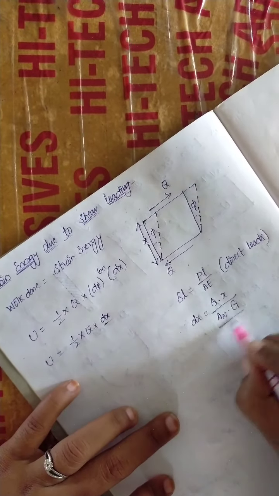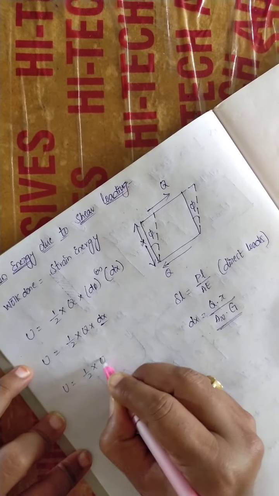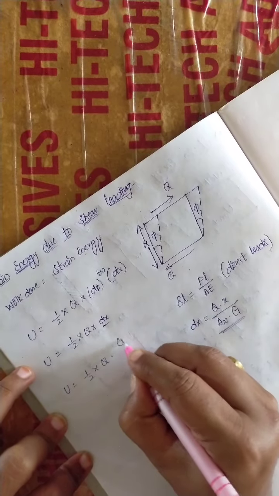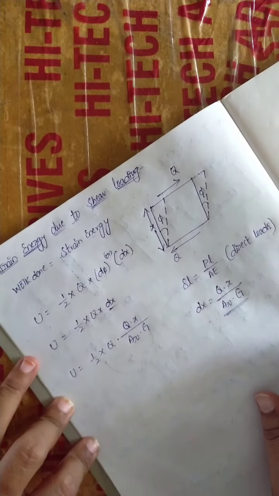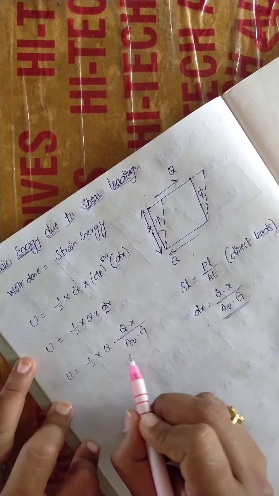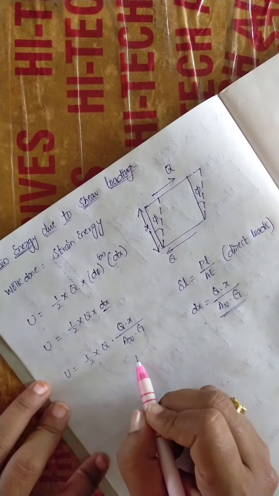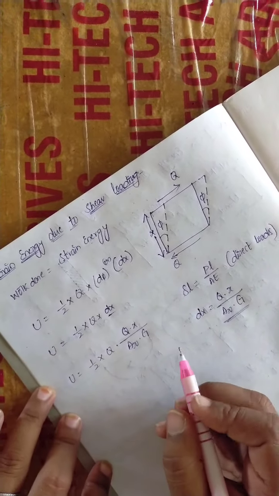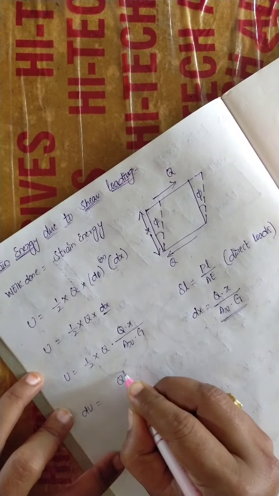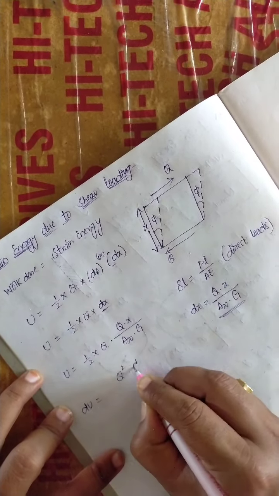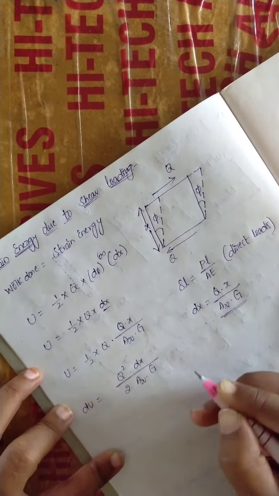So now I am going to substitute this value here. Then U is equal to half into Q into Qx by AR into G. Where Q is load, x is the overall length, AR is reduced area, and G is nothing but shear modulus. Then you just consider this is for an elemental part. Then dU is equal to Q square dx by 2 into AR into G.